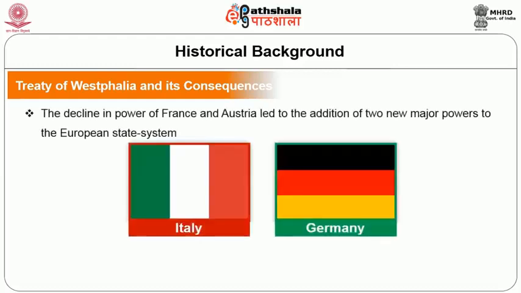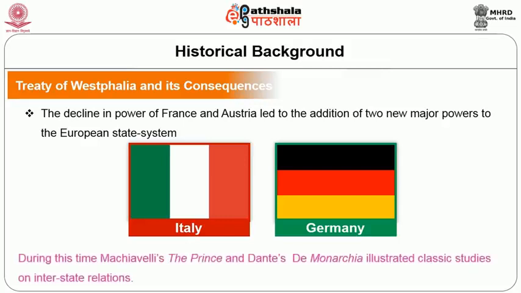The decline in the power of France and Austria led to the addition of 2 new major powers in the European state system, Italy and Germany. During this time, Machiavelli's The Prince and Dante's De Monarchia illustrated classic studies on interstate relations.